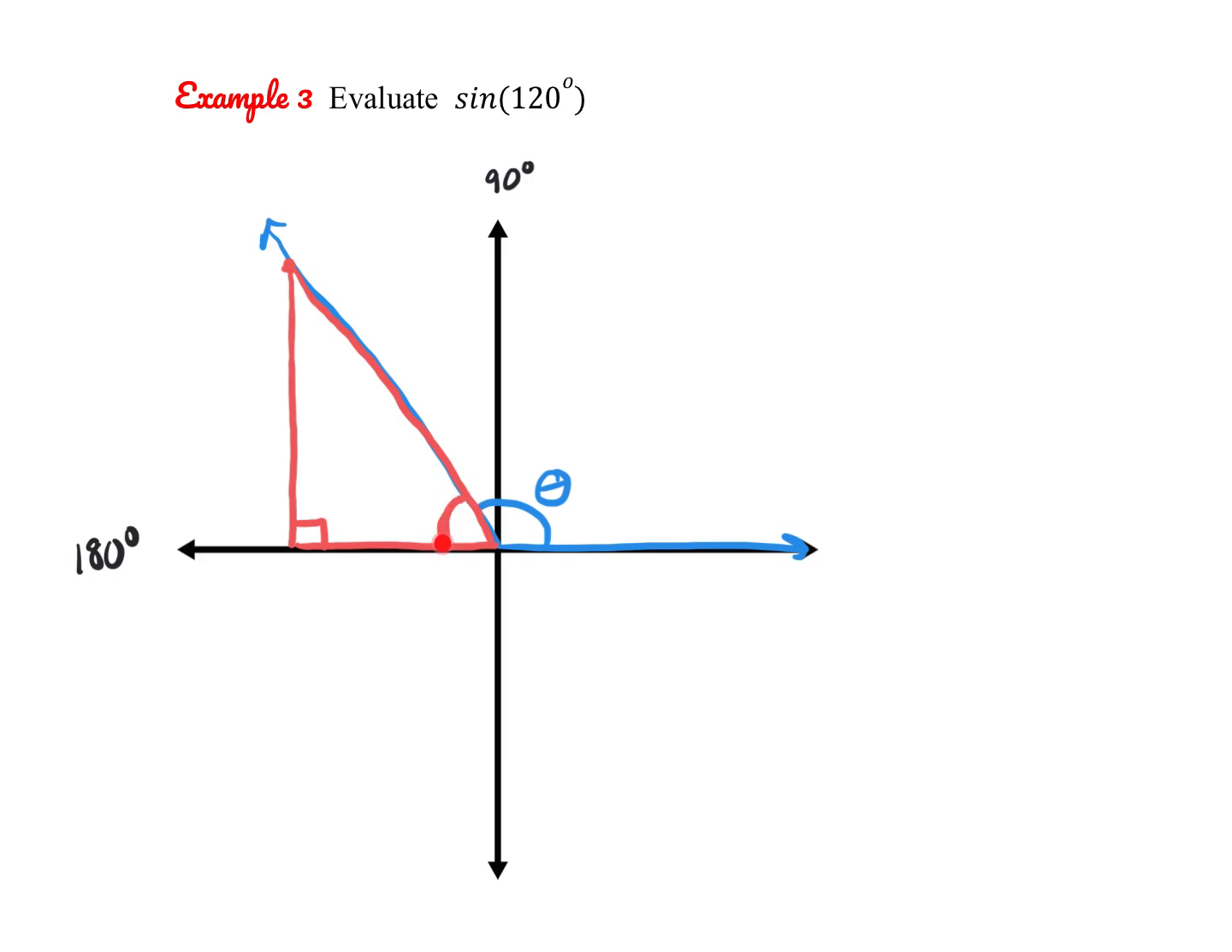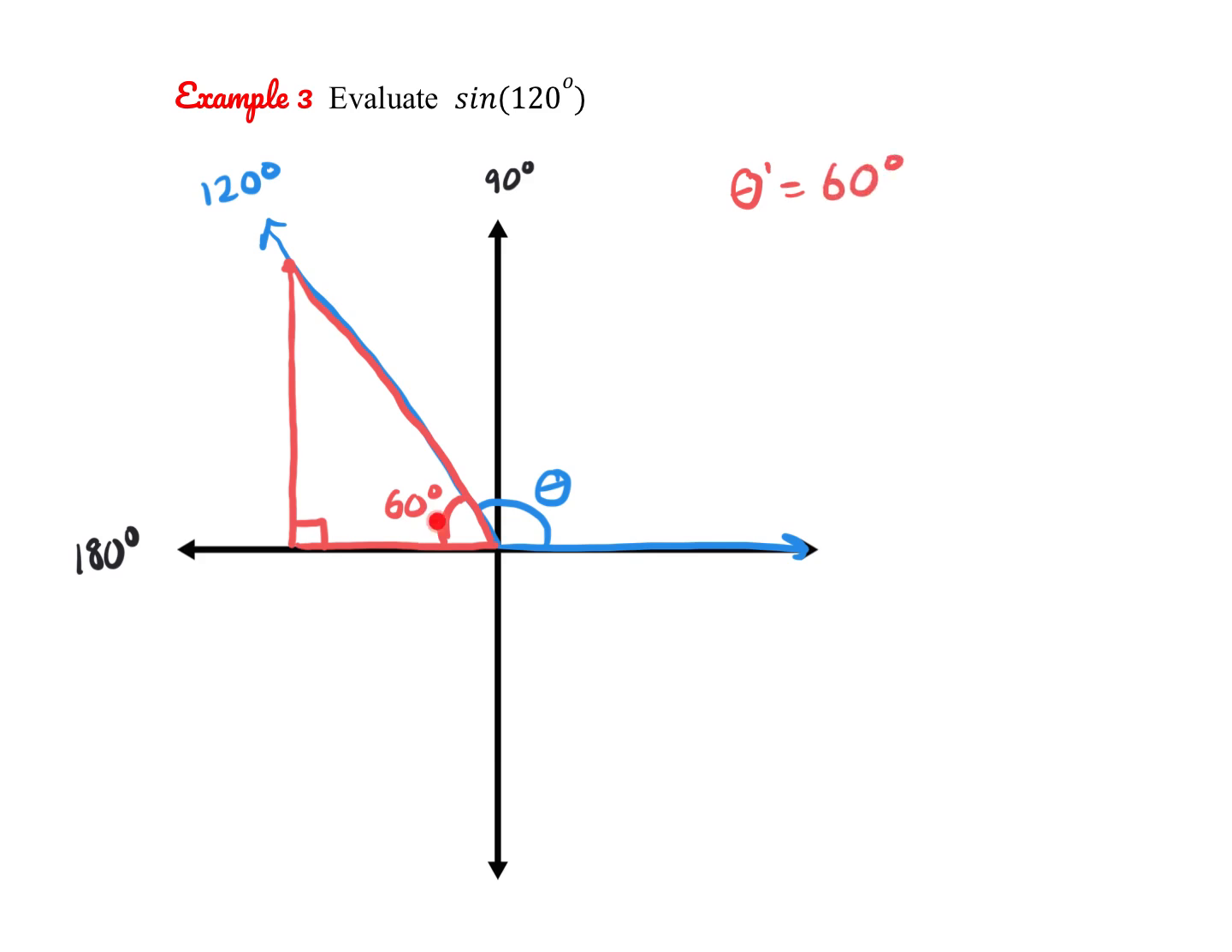Because it's the distance to the closest x-axis. So we're actually going to find what that value is. We know that the angle is 120 and the closest x-axis is at 180. The distance from 120 to 180 will be 60 degrees. So our reference angle is 60 degrees.